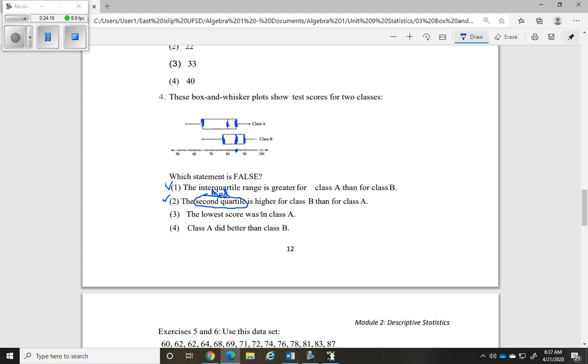The lowest score was in Class A. Class A's lowest score is here, while B's is here. Class A is lower. That's a true statement. So I guess it must be choice 4. Let's take a look. Class A did better than Class B.